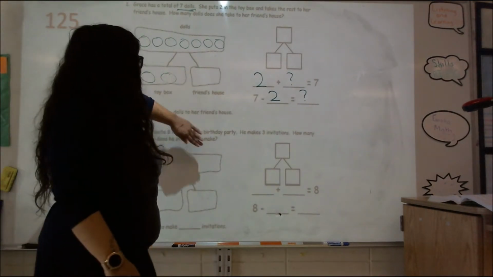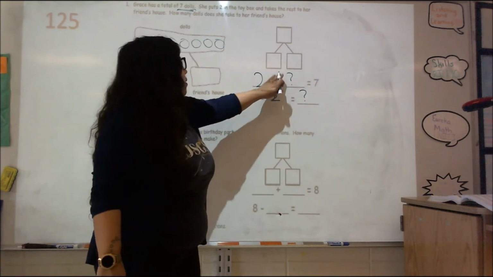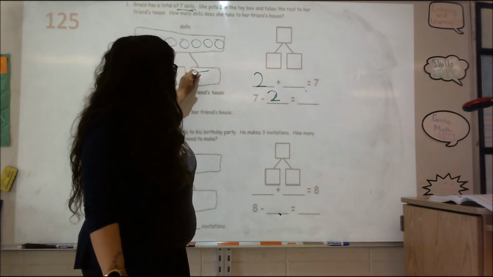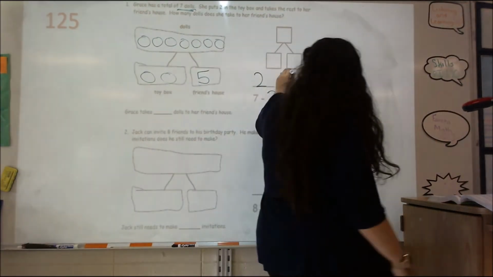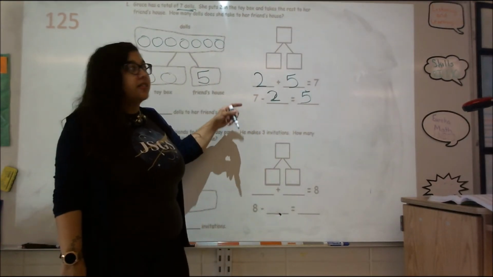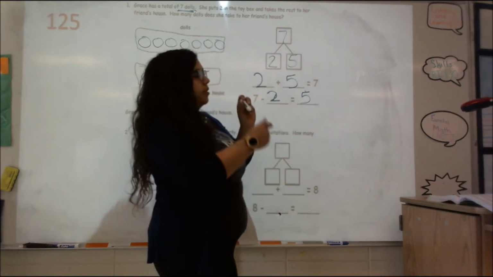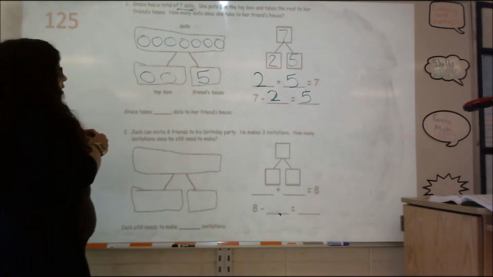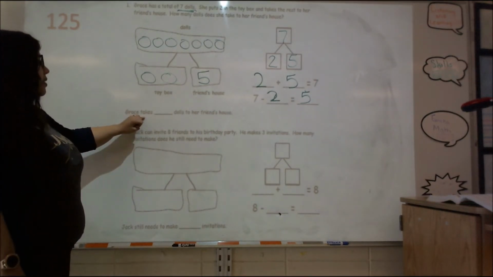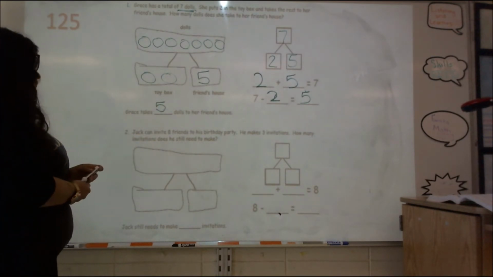Grace took 5 dolls to her friend's house. Grace took, don't erase that, that's important. 5 dolls to her friend's house. And both of these number sentences come from the same number bond of 2 and 5 as parts of the whole that is 7. So now finishing our complete sentence answer, Grace takes 5 dolls to her friend's house. Good job. Let's keep going.